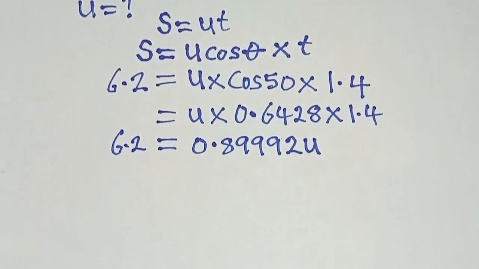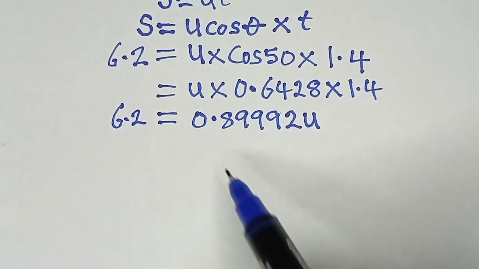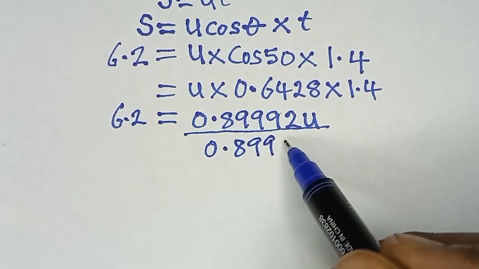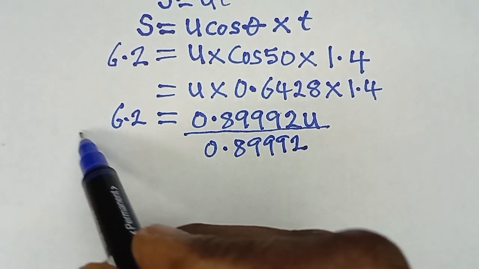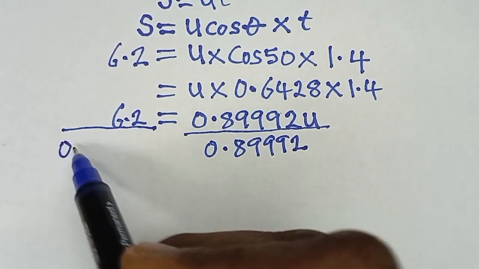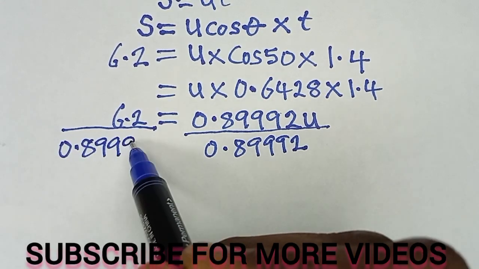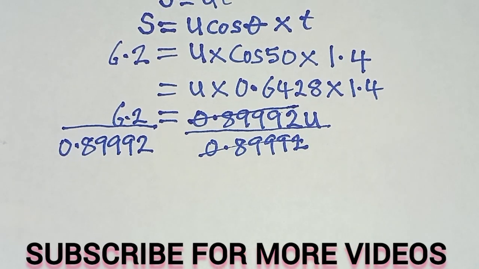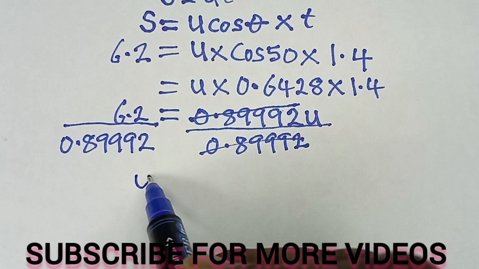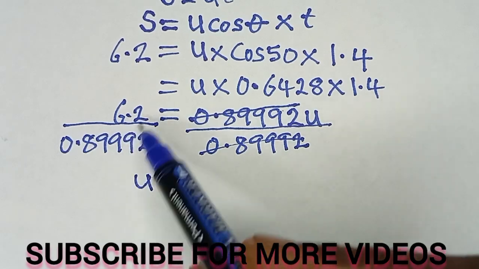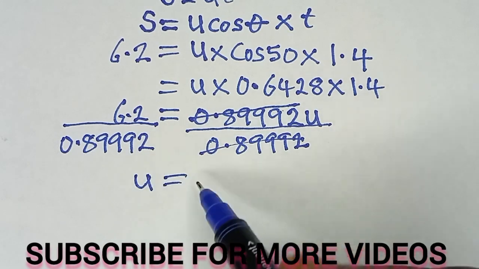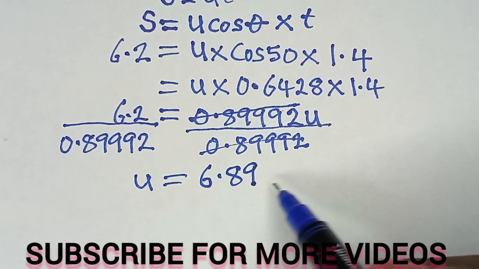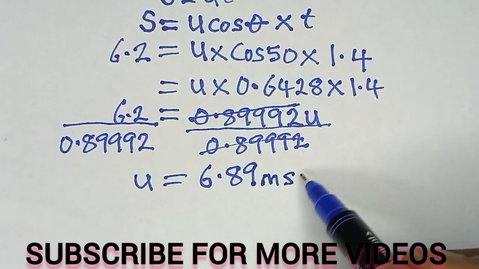So for us to get the value of U, we now divide both sides by this value. We divide both sides by 0.89992. And we also divide this side by 0.89992. So that this cancels, and we are left with U. So let me write that U first. And that will be equal to 6.2 divided by this value, which is going to give us 6.89 meters per second.